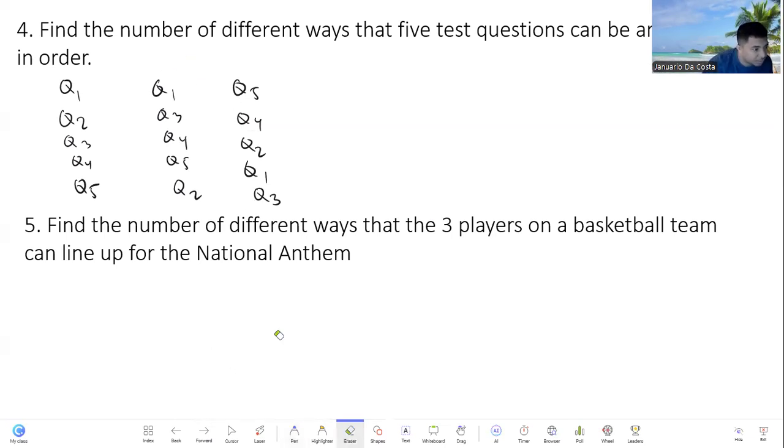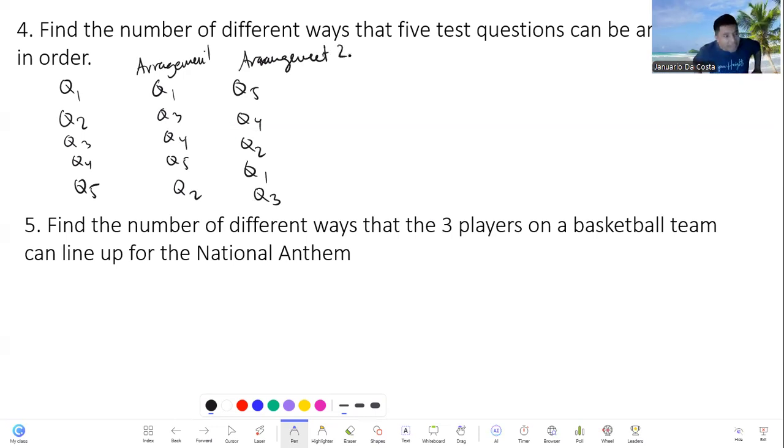Okay, this is for example arrangement 1. We don't know the total, but we can calculate that. So how do you calculate that? How many ways can you arrange this test? So you have 5 questions.